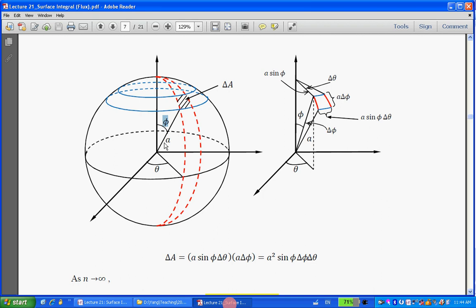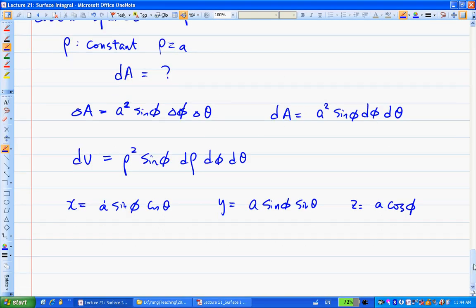Okay, and phi angle cannot go over pi. Basically, the limits of phi is always 0 to pi. Minimum 0, maximum is pi. Depends on the surface. And theta, of course, the minimum maximum is 0 to 2 pi. Okay, so now we're pretty much all set here, right?